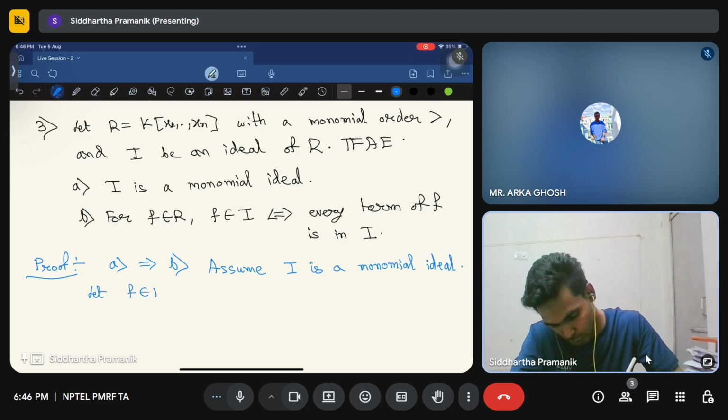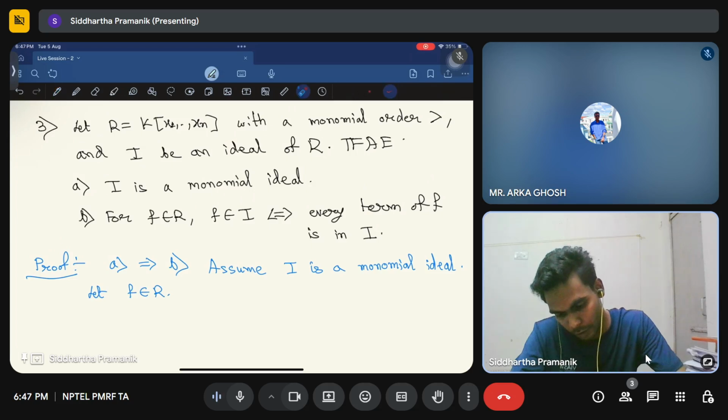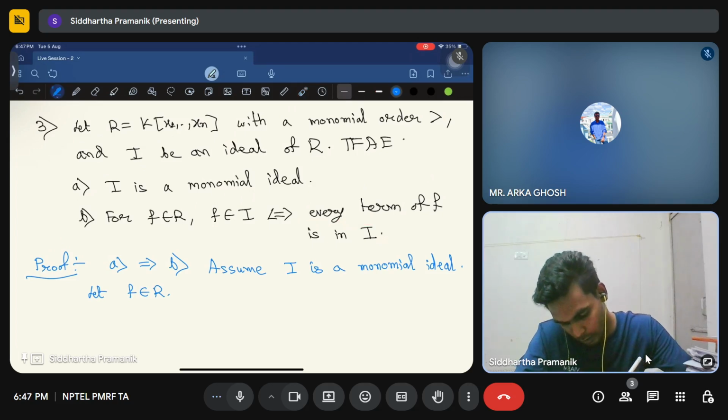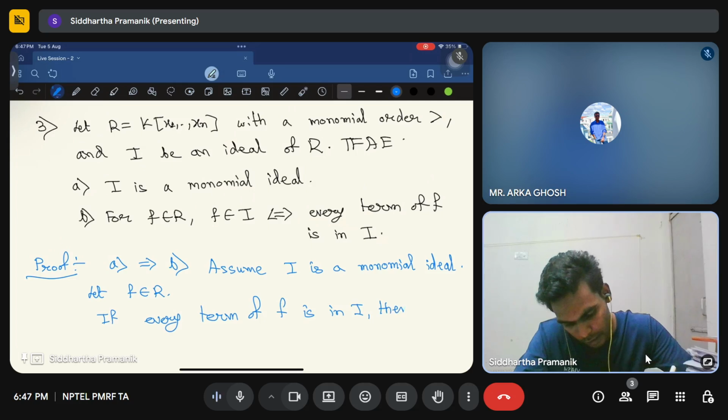f belongs to R. So then we need to prove that if f belongs to I, then every term of f is in I, and conversely, if every term of f is in I, then f is in I. So one part is easy. So if every term of f is in I, then clearly f is in I because I is an ideal.